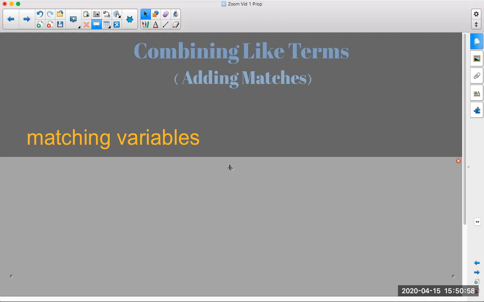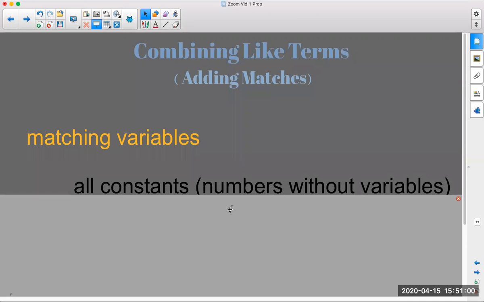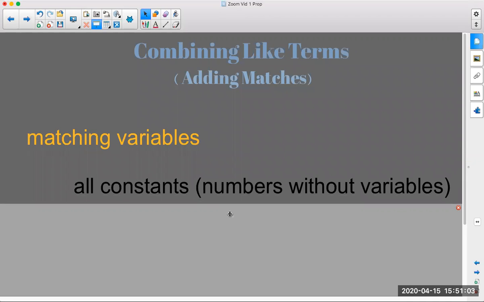Another type of matches we're looking for are constants. Constants are the plain numbers, or the numbers that don't have variables attached to them. So when you have a whole bunch of plain numbers or constants, you can add them all up and get a big total. That's what we're looking for. Let's check out these examples.